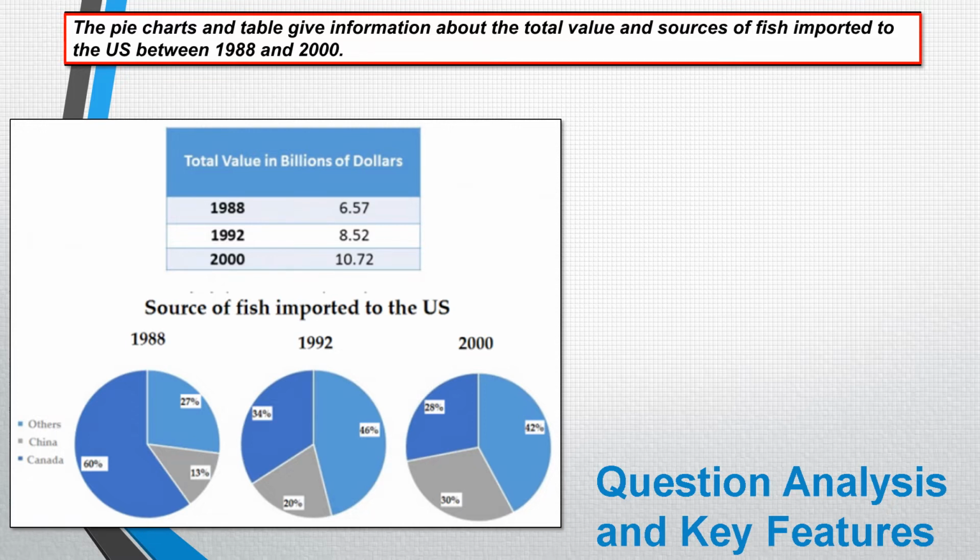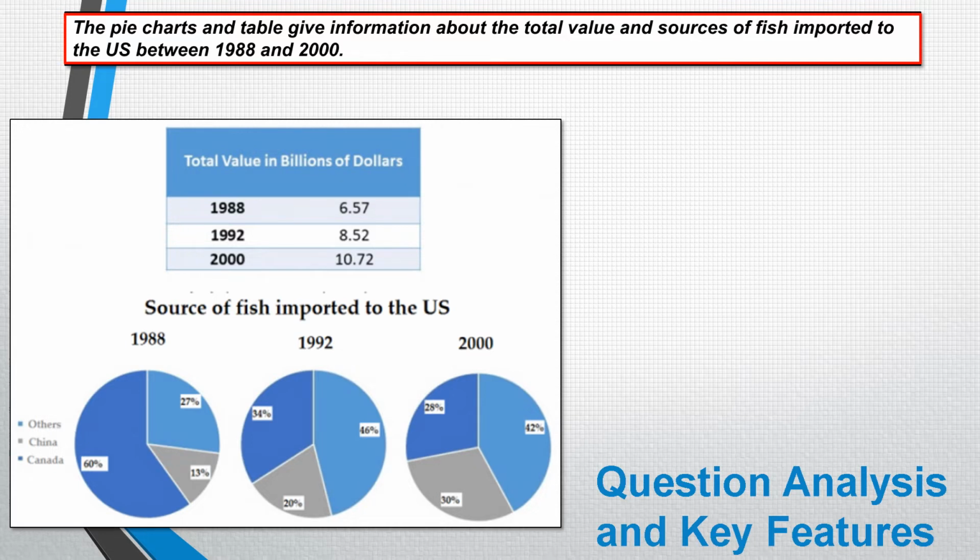So as always, you need to make sure you understand the question. So reread the opening statement. So it's talking about the total value and sources of fish imported to the US. So the table, we've got the years 1988 to 1992 and the year 2000. So notice that the years are not evenly spread out. We've got a 4-year gap and then an 8-year gap. So that's worth considering.